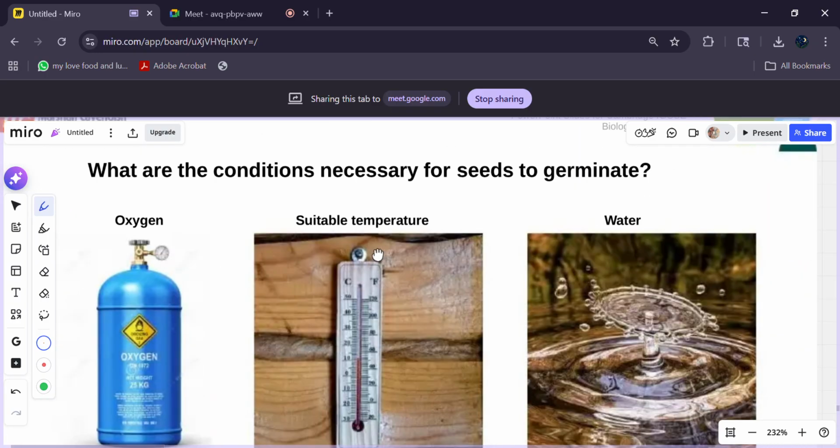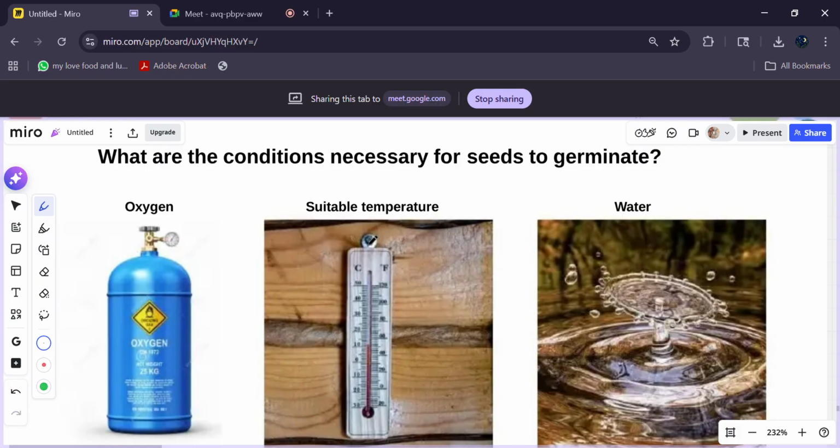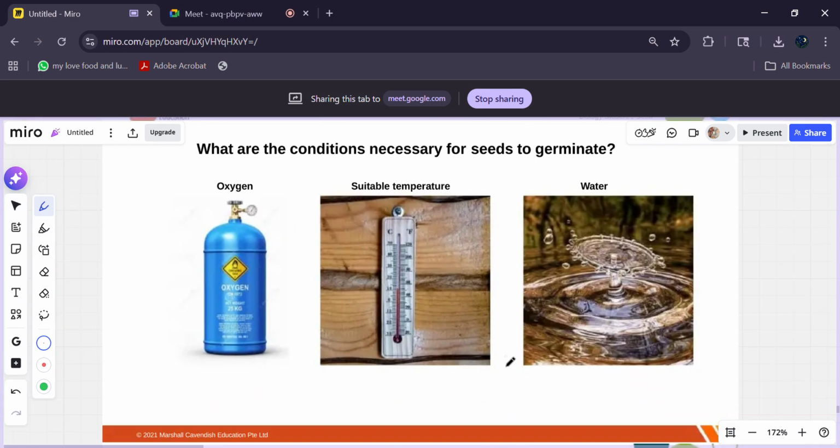So what are the conditions necessary for seeds to germinate? Oxygen, a suitable temperature, and water. Without these, a seed cannot germinate.